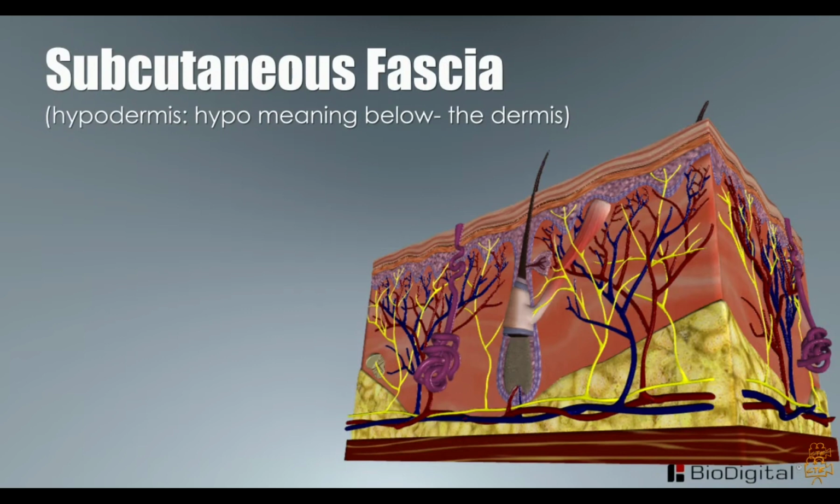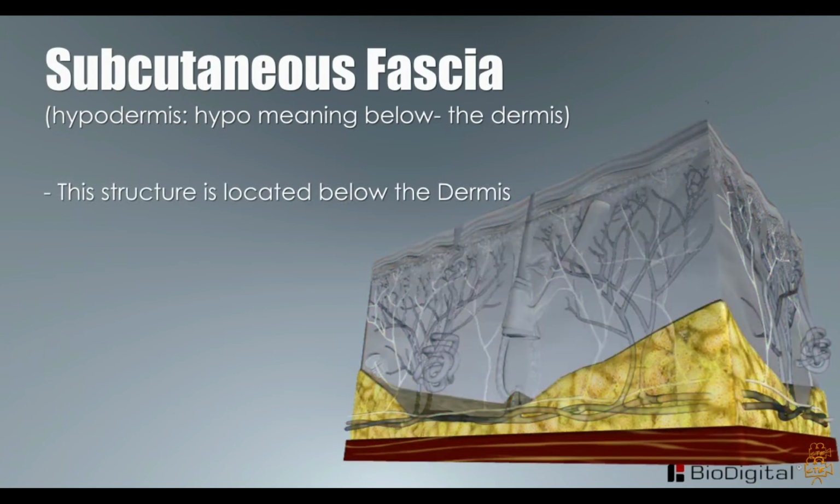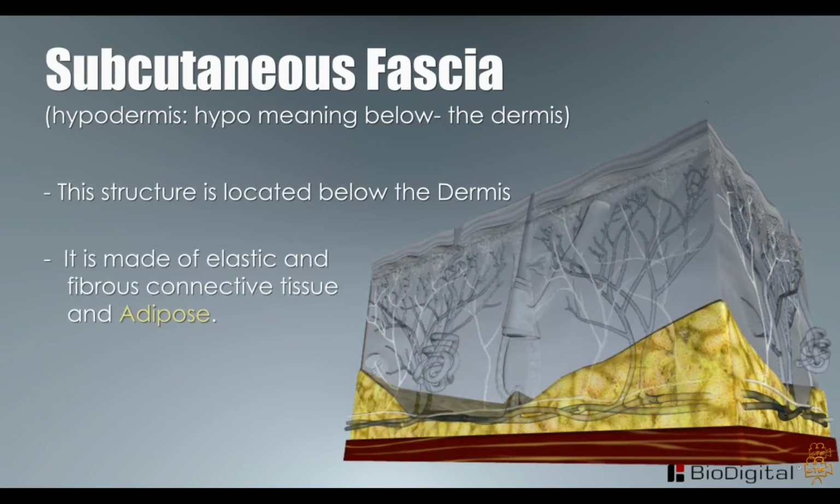Subcutaneous fascia, or hypodermis. This structure is located below the dermis, or the bottom of the innermost layer of the skin. It is made of elastic and fibrous connective tissue and adipose, which is fatty tissue. The purpose for this layer is to connect the skin to the underlying muscles. Adipose, or fat, is the yellowish section found in this layer.